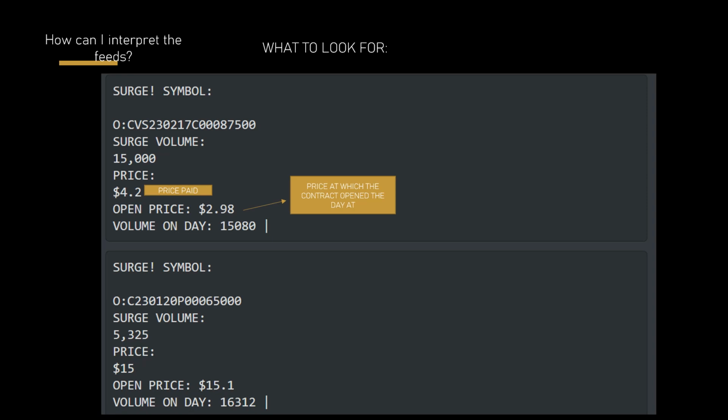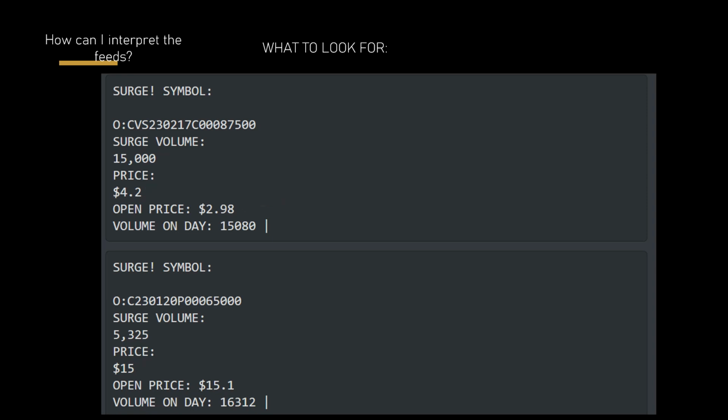But basically, now is the time where you can start thinking about, okay, what's going on here? If you paid 4.2 and the contract opened at 2.98 and you bought 15,000 contracts, there's literally zero chance that this is an opening position, and it's likely contracts being sold for premium. That is the beauty of this feed.